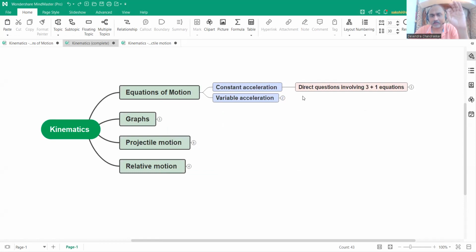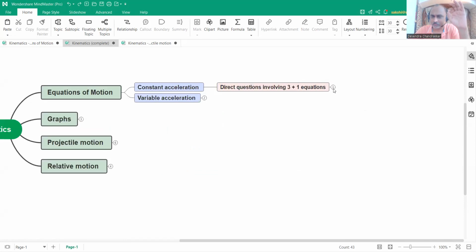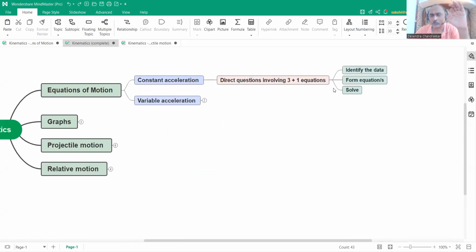For variable acceleration, what are the types of questions? We have three equations of motion. We are all aware of it. v is equal to u plus at. s vector is equal to ut plus half at square. And the third one is v square is equal to u square plus 2a dot s, right? So I'll be writing the equations here. Please follow it. If you have any doubts, ask.